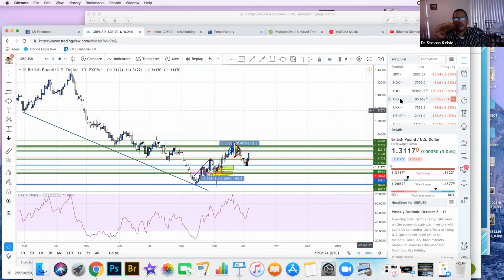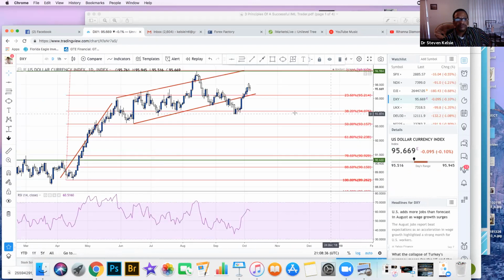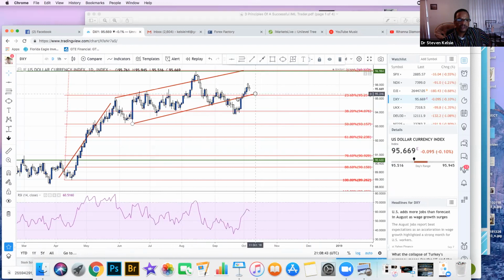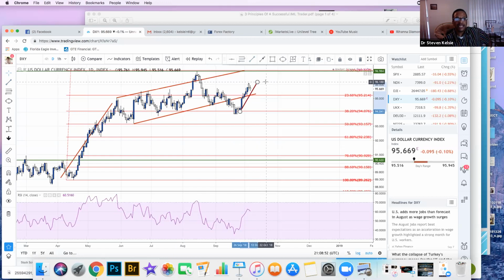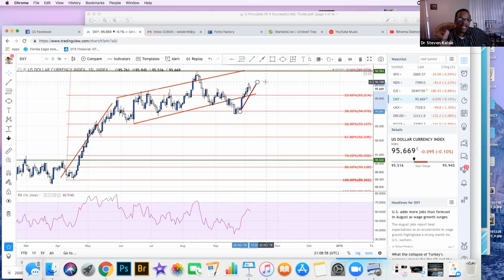Does anybody check the DXY when you start trading? DXY is the USD currency. You check the DXY. What is the DXY doing? Small ascending channel right here. Okay, it's going what? Up? It's going up. Now, get this. If the US dollar is going up, any pair that's going against the US dollar is going which way? In the opposite direction. Remember that.